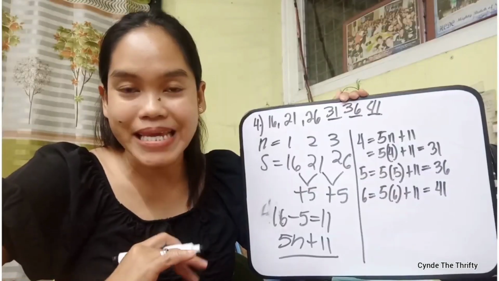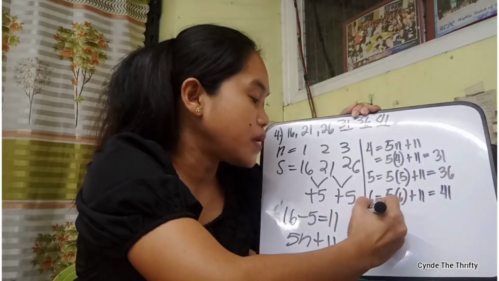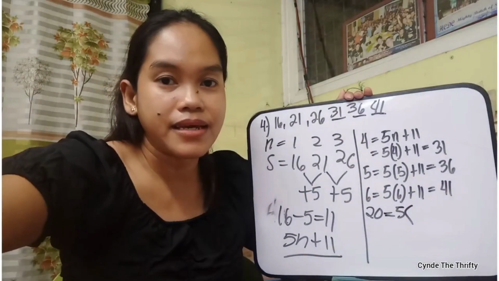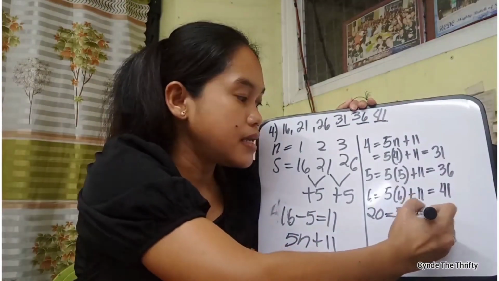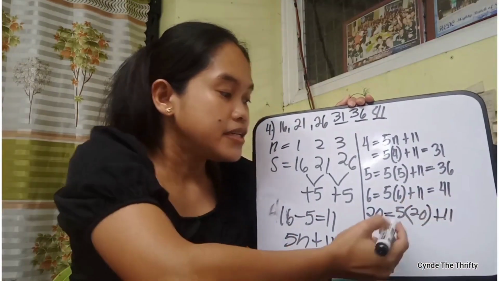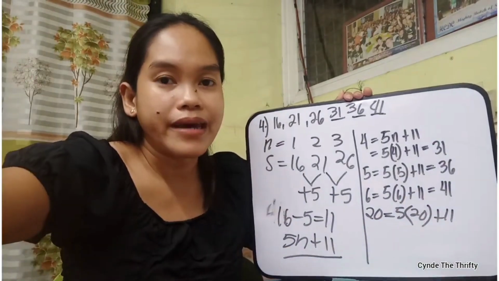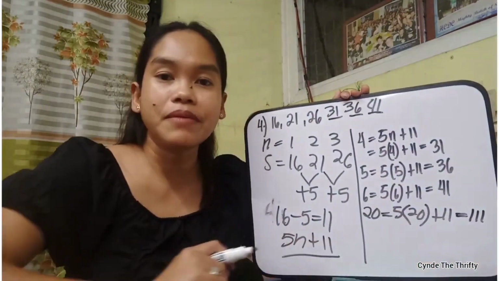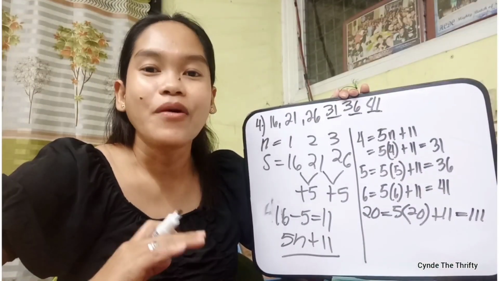Ngayon, paano naman kung 20th term yung hahanapin natin? So, 20, 5 times, pang ilang term yung hinahanap natin? 20. So, 20 plus 11. So, 5 times 20 is equal to 100. Plus 11 is equal to 111. Ibig sabihin, ang 20th term natin is 111.